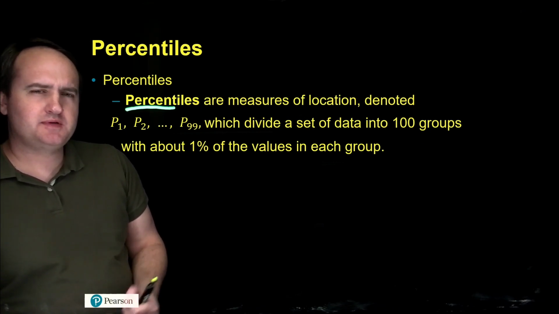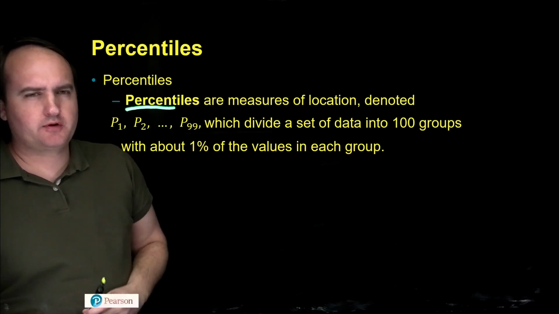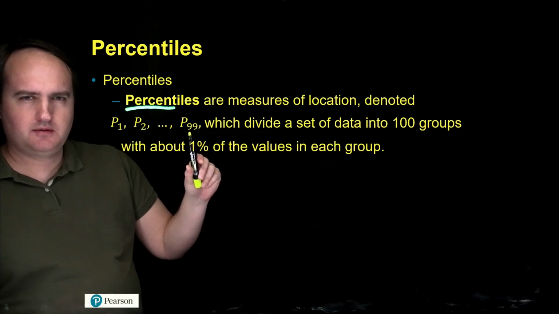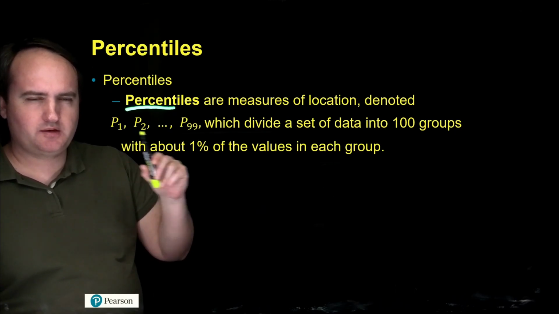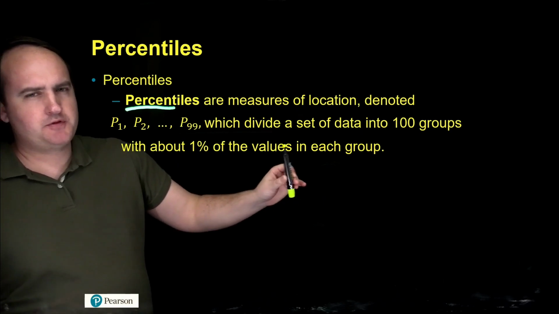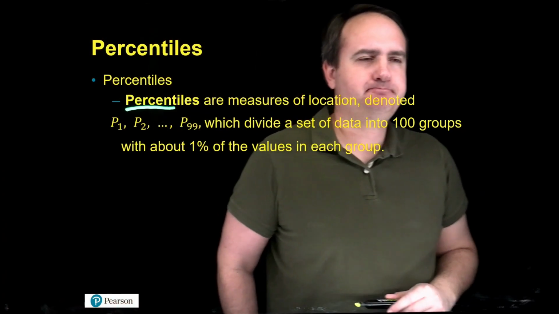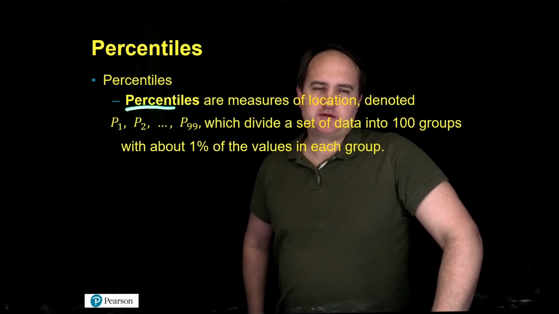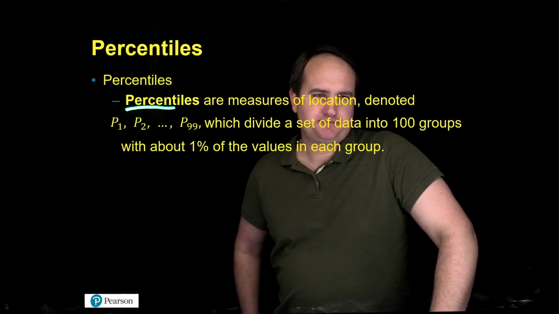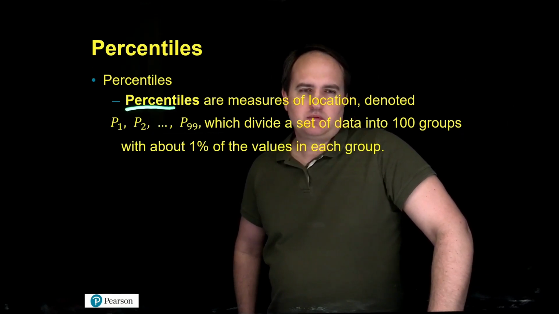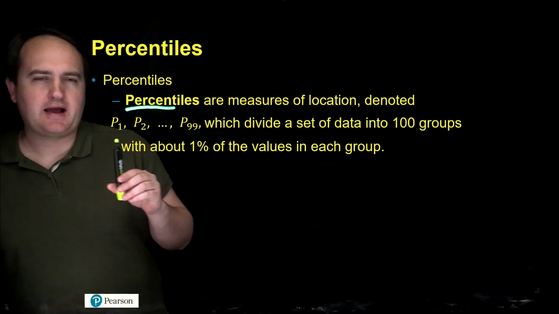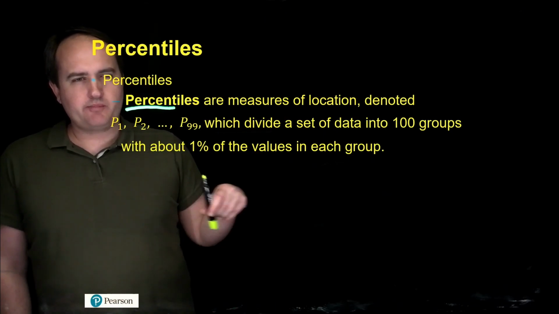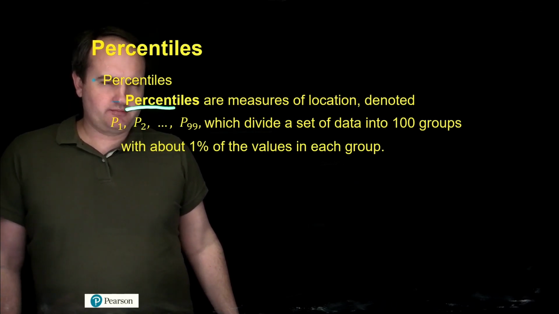The only thing that's bugging me about this, which is taken out of our book, is that I only see 99 percentiles here, because they start at 1 and go up to P99. But the book says there are 100 groups. I don't know if that's a typo or not. It's not incredibly important, but I see only 99 here. The book says there are 100 groups, with about 1% of the values in each group.